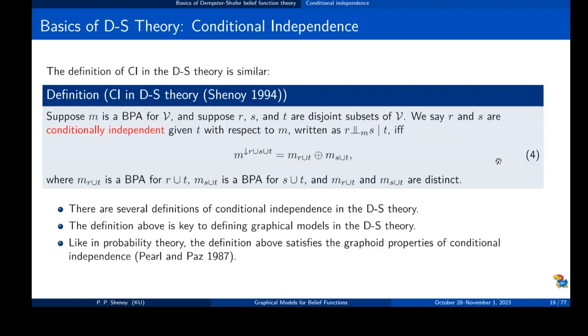Not only that, in this paper I show that, like in probability theory, this definition of conditional independence satisfies the graphoid properties, not just the semi-graphoid properties of conditional independence. So this is exactly what we need. And this is, of course, shown in this paper here.